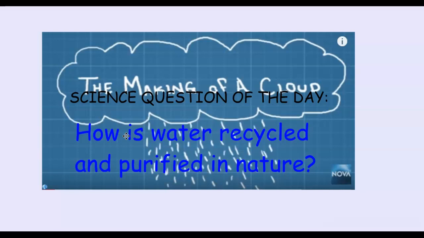Water is recycled and purified naturally in the environment. Let's take a look at how that could possibly happen. It's something we like to call the water cycle.